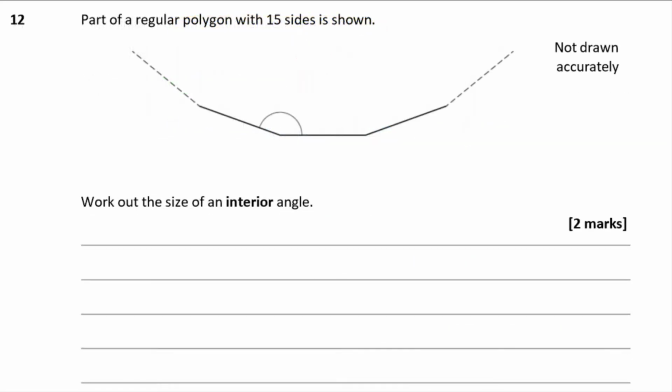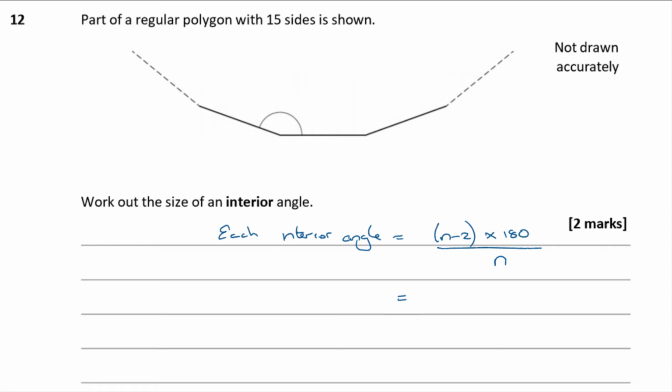Question 12. Part of a regular polygon with 15 sides is shown. Work out the size of an interior angle. Okay. Now this is a regular polygon, so for each interior angle there's a formula, isn't it? You take the number of sides, n, you subtract 2, and that tells you the number of triangles inside your shape. Times it by 180 will give you the total of all of the interior angles, and then divide it by n will tell you what one regular interior angle would be. Okay, so that's a formula for interior angles of a regular polygon.